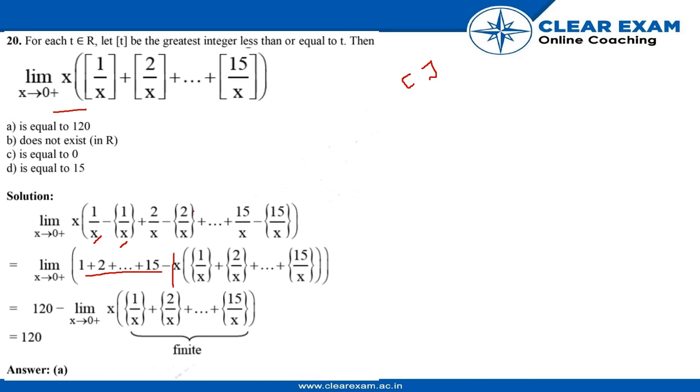differently. For this one, the sum of these numbers equals 120, so we will take it out, minus x into this term, and as x tends to 0 plus, which is finite, so we remain with 120 only. So answer A is correct.